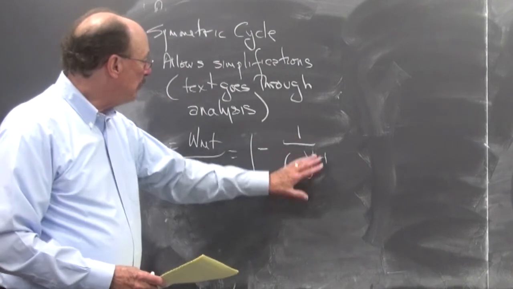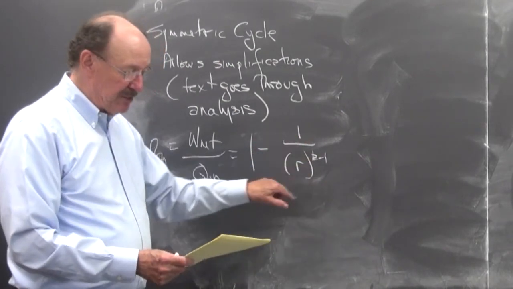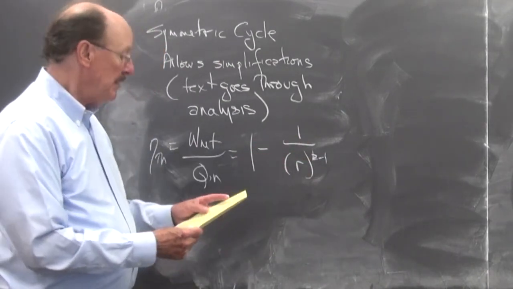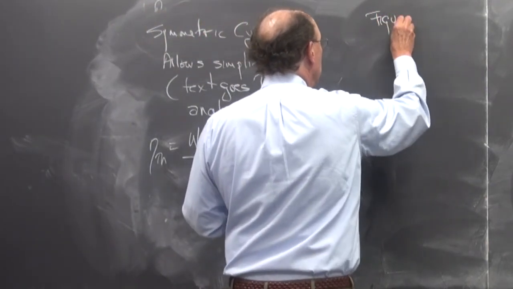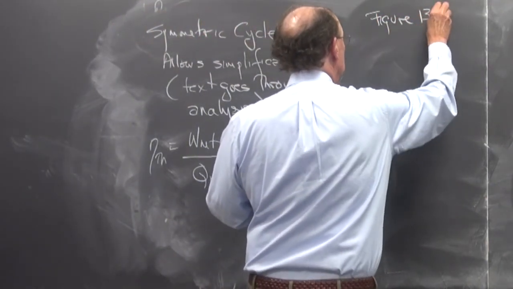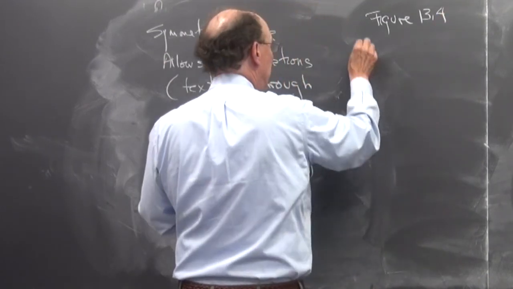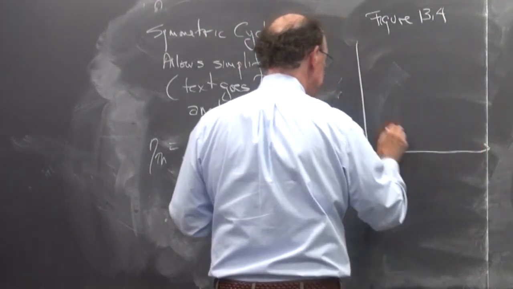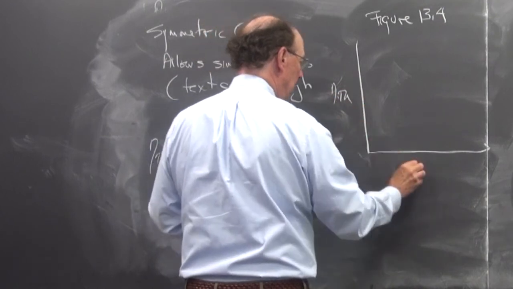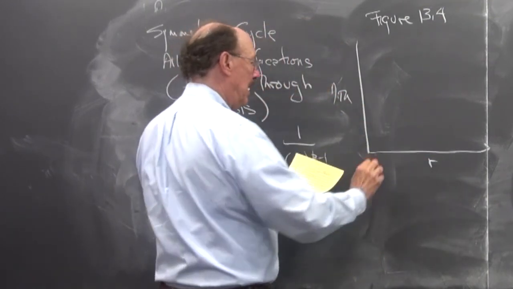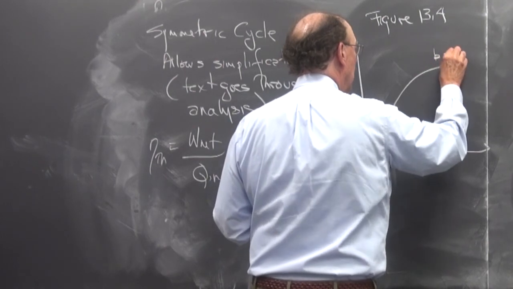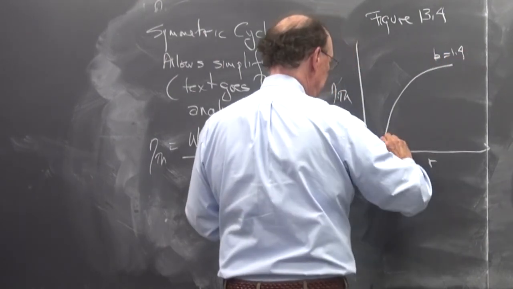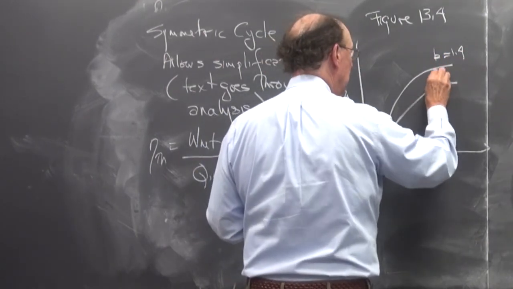And so let's plot this for different values of R and K. And this is figure 13.4. If I plot the thermal efficiency versus R, I'll do it for K equal to 1.4 and K equal to 1.3.